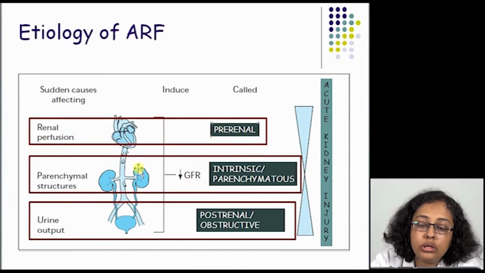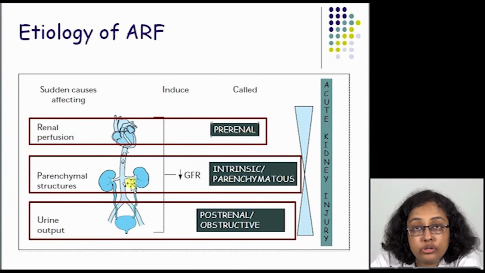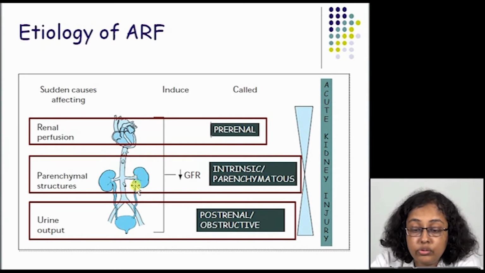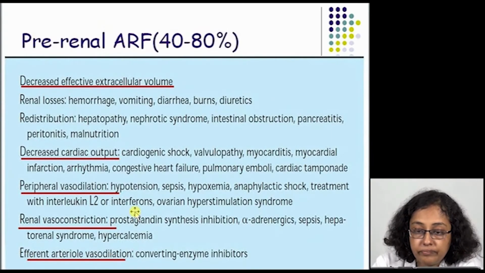There could be an actual damage to the various component tissues of the kidney itself, in which case it would be defined as an intrinsic or parenchymatous cause of kidney failure. And then the kidneys may be producing enough urine, but there is a problem with the outflow of urine. There is some blockage at some level in the outflow. That is known as a post-renal or obstructive cause of acute renal failure.